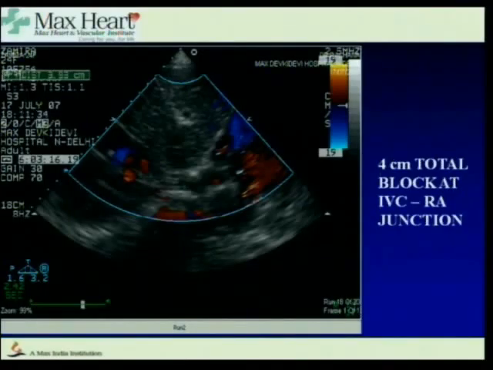This is the MRI which showed a complete occlusion of the suprahepatic IVC, and one could see a non-occlusive thrombus in the IVC at this point. On the IVC Doppler also one could see a laminated clot in the subhepatic IVC at this stage. It also revealed a 4 centimeter total block at the IVC-RA junction.